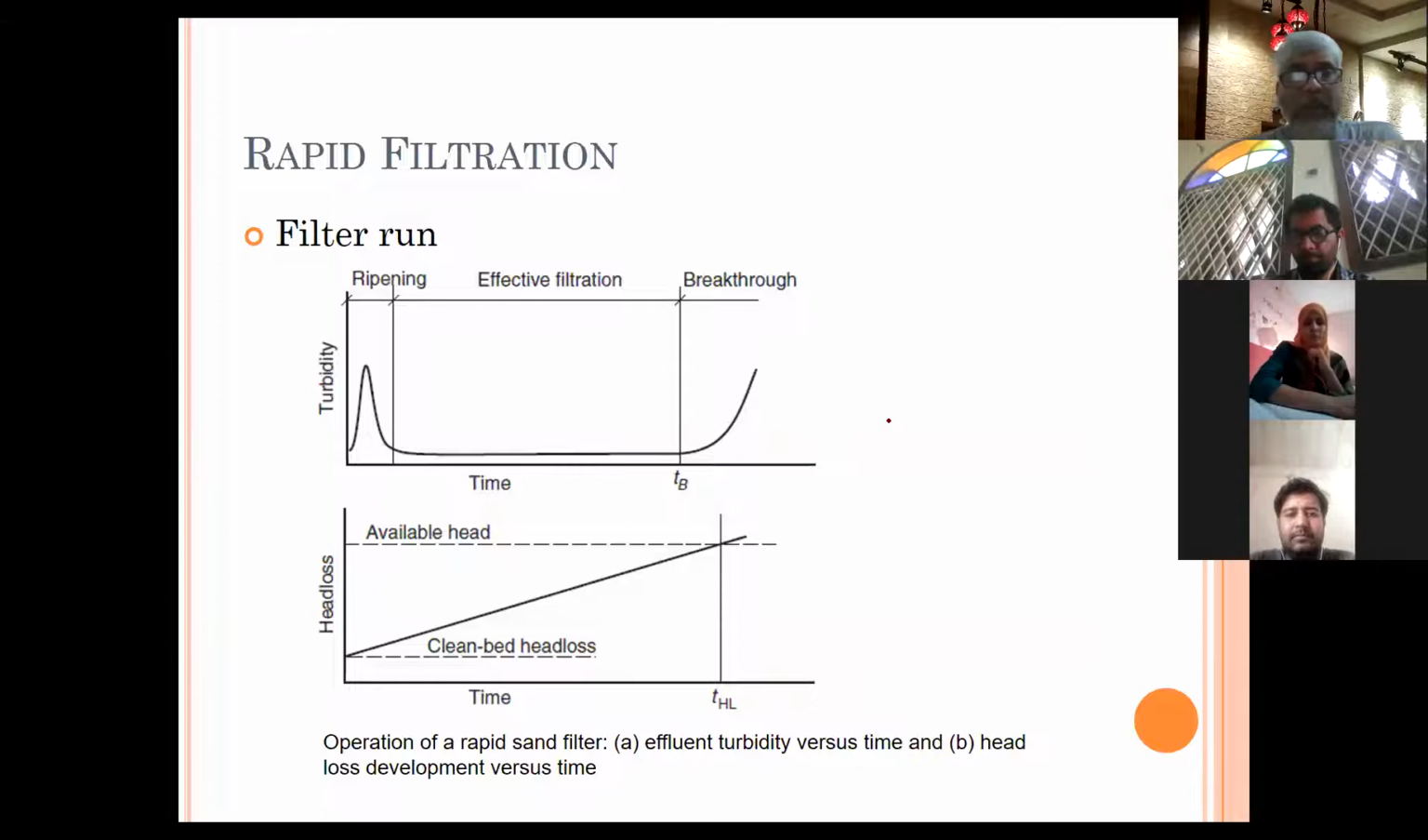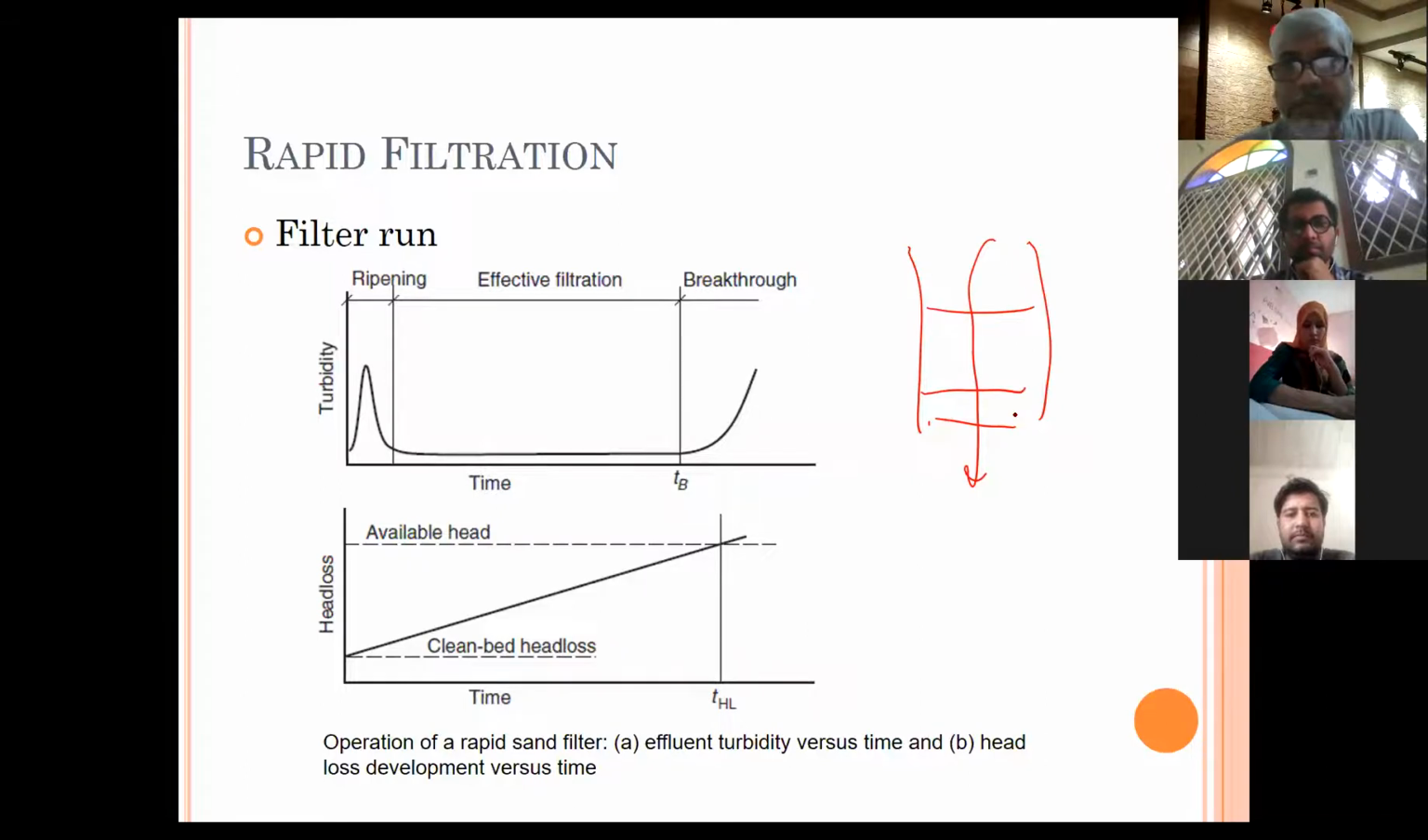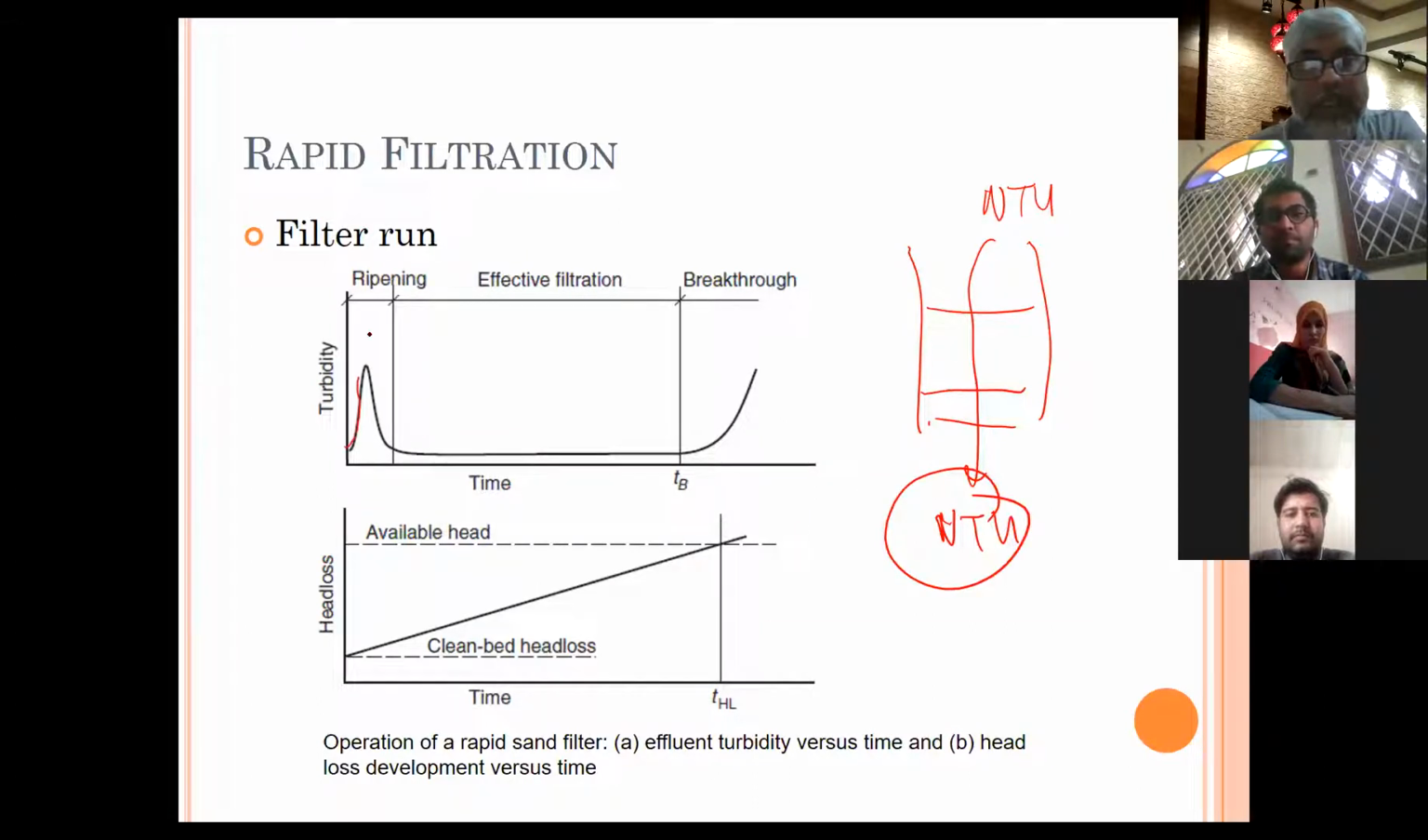When we start operation, there is a filter and there is a media. If you measure the turbidity in the effluent and influent, you will see that initially the effluent turbidity will increase, and then with time it will decrease to a minimum value, and this minimum value will continue for some time.